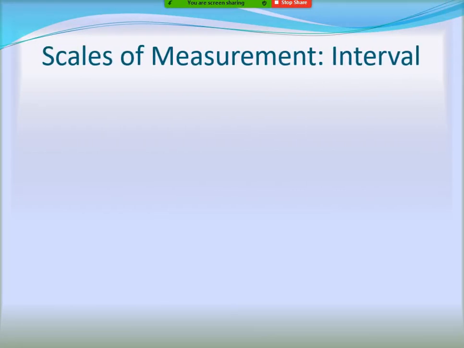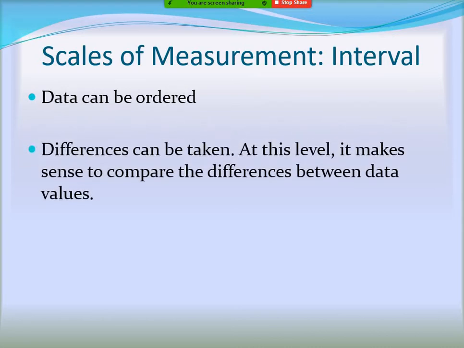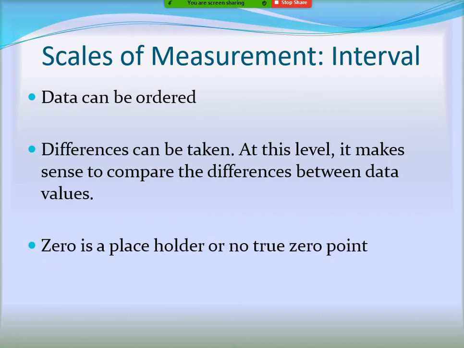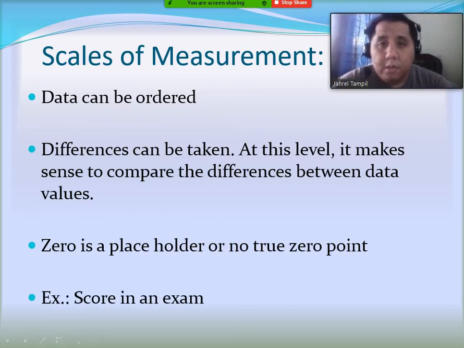So, interval data. Interval data can be ordered, and differences can be taken. At this level, it makes sense to compare the differences between data values. And 0 is a placeholder, or there is no true 0 point. For example, score in an exam. So now, we can name the data, we can order the data, and this time we can actually compare the data. In interval data, the differences between the data values are already important.